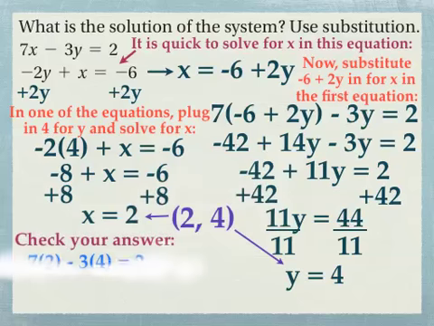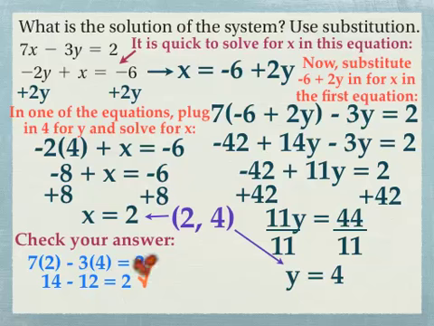The first equation, that would mean 7 times 2 minus 3 times 4 equals 2. We'll go ahead and multiply both of those. 7 times 2 is 14, minus 3 times 4 is 12, equals 2. Well, 14 minus 12 is 2, so that ordered pair does work for the first equation. Go ahead and check the second equation.